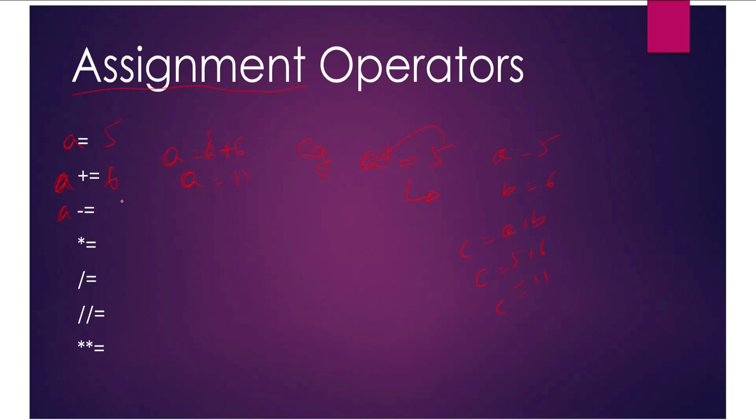Similarly, we can do a minus equal to 1. You can imagine the output, 5 minus 1, which is 4. a into equal to 2, so 5 into 2, 10. Similarly, a divided by equal to 2, we will get around 2.5. a modulo equal to 2. As I said, it will give only integers as an output, so we will get only 2 as an output.